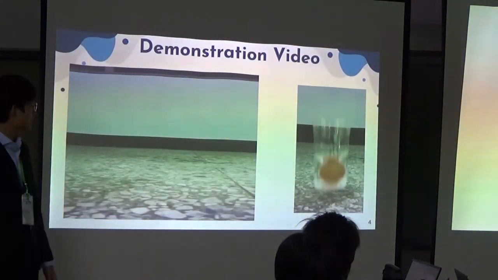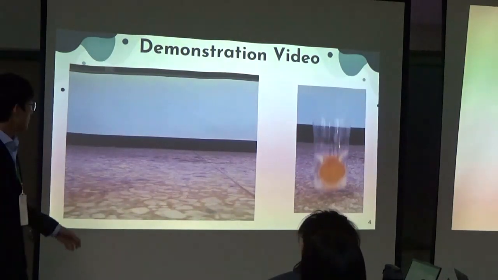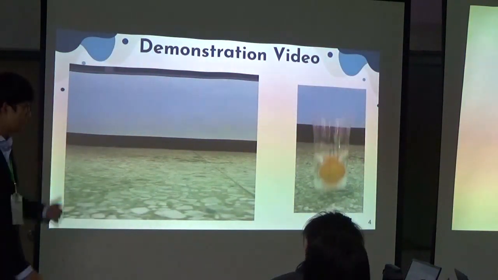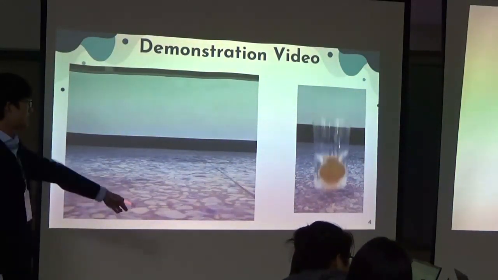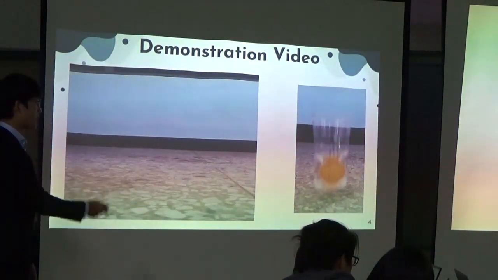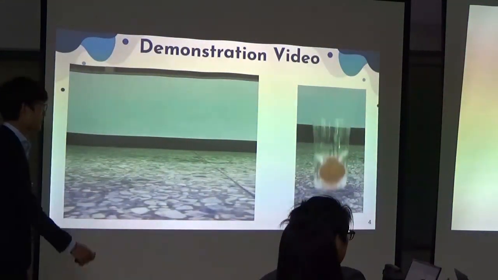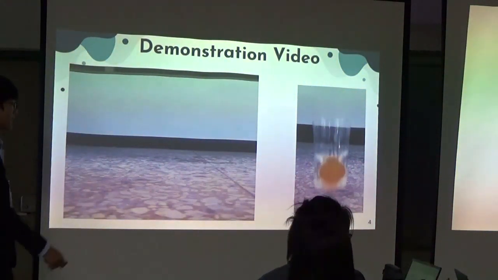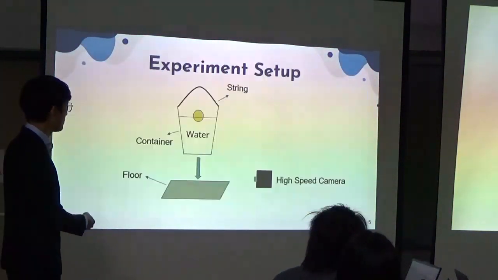So you can see that the ball is placed into a container with water, and then the container is dropped. When the container hits the ground, the ball will get launched to a great height. The picture on the right shows the process of the motion, and you can see that the ball sinks under the water surface.